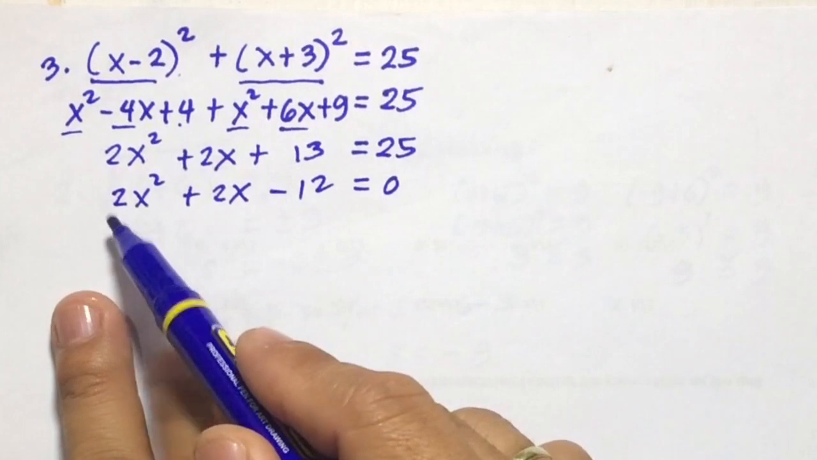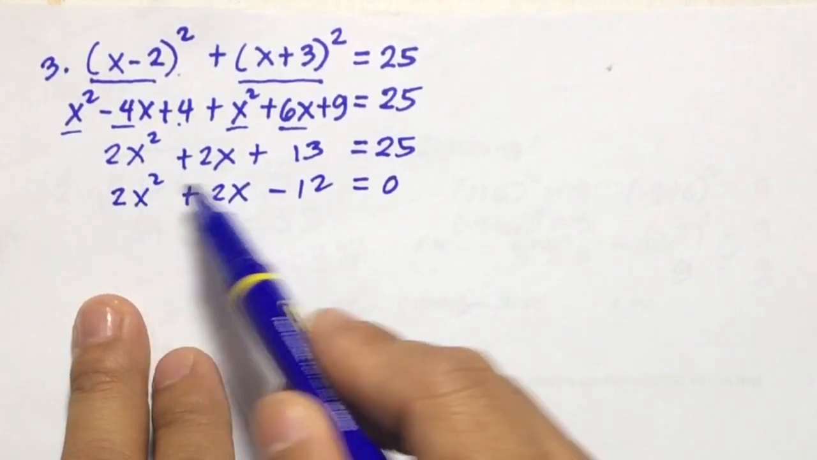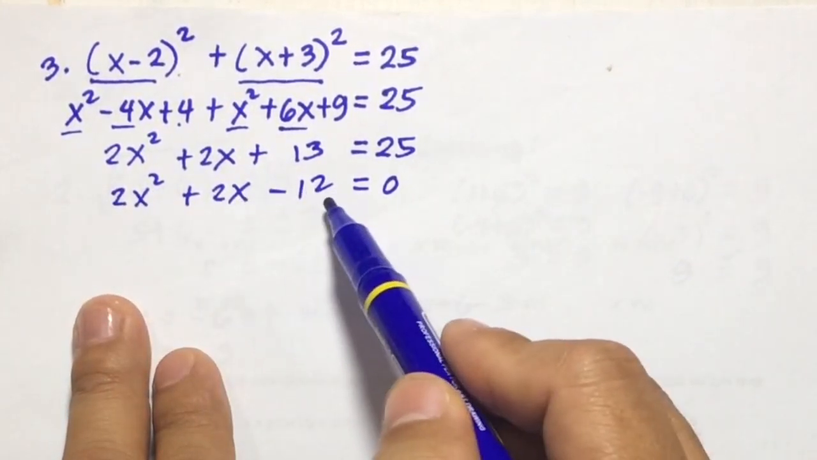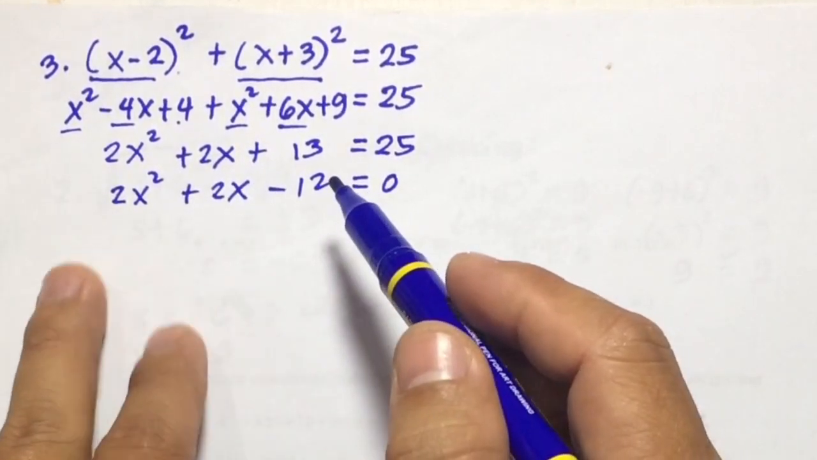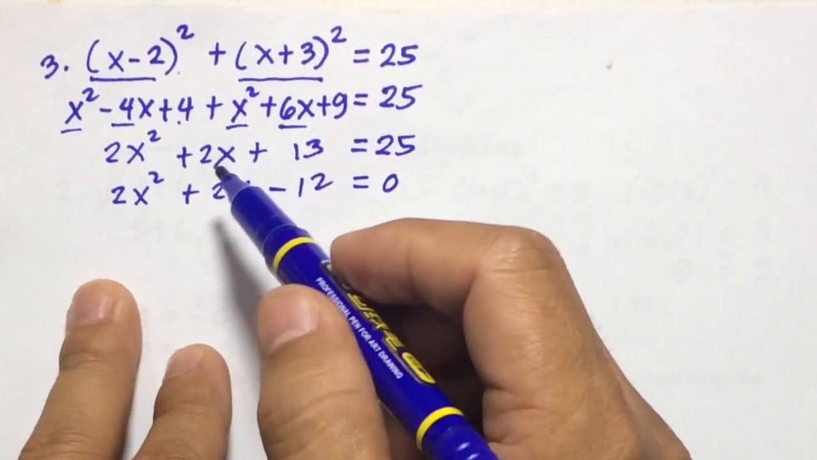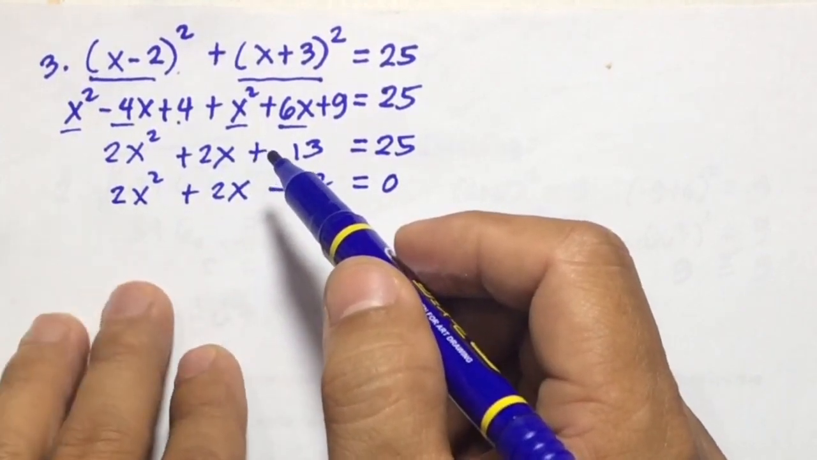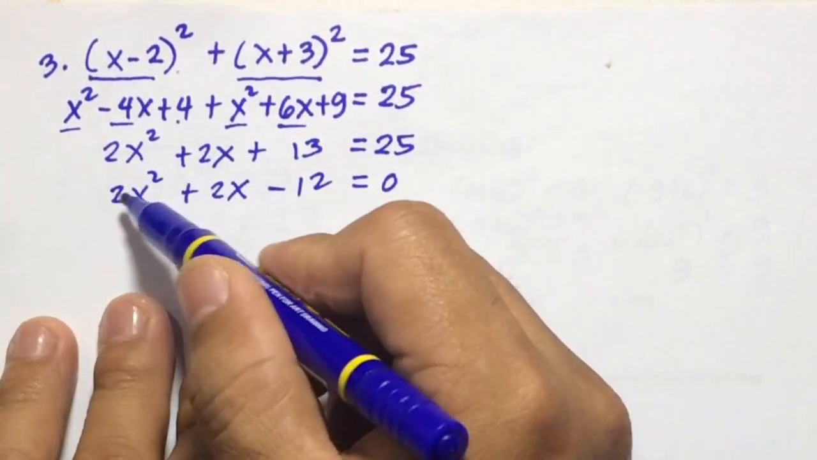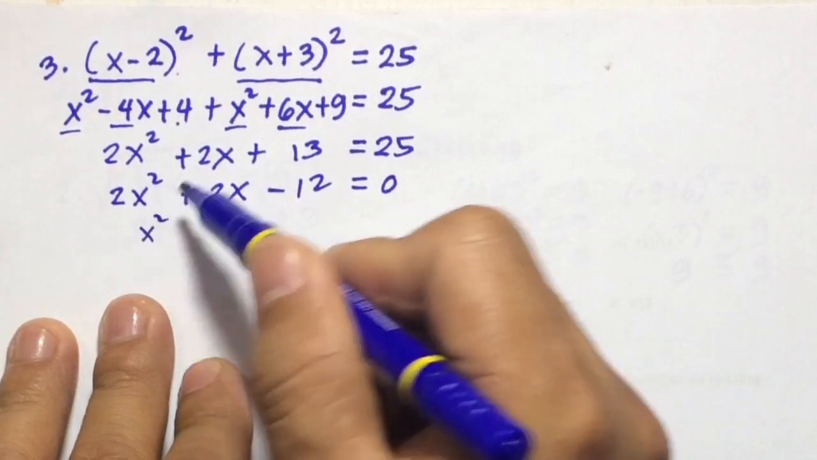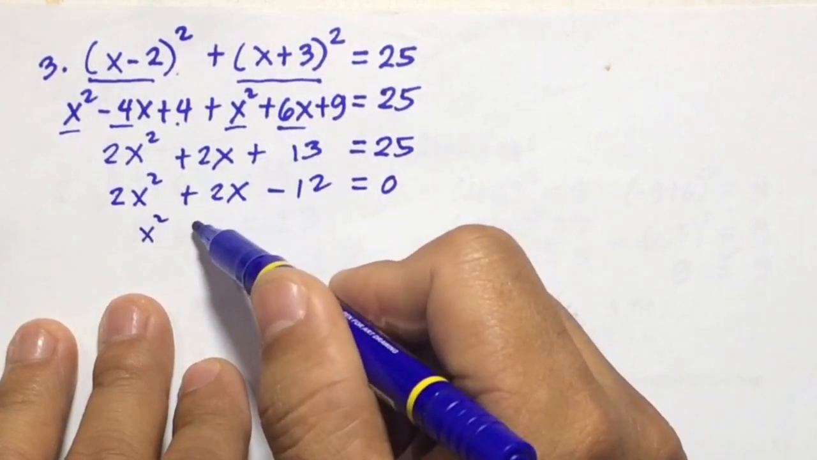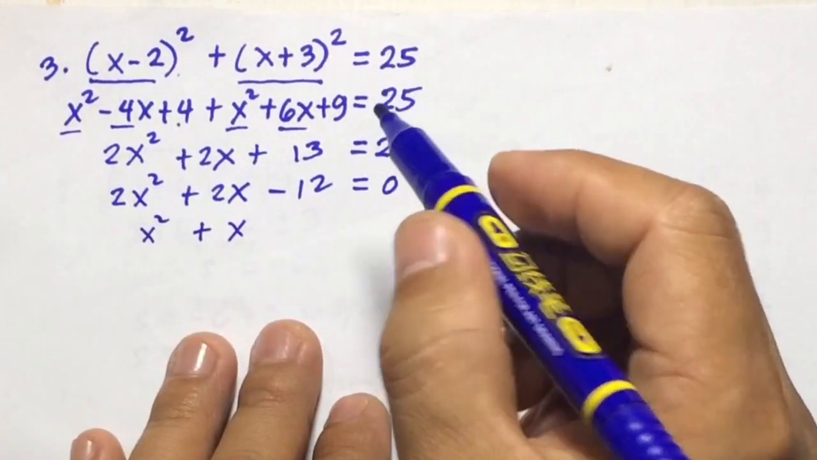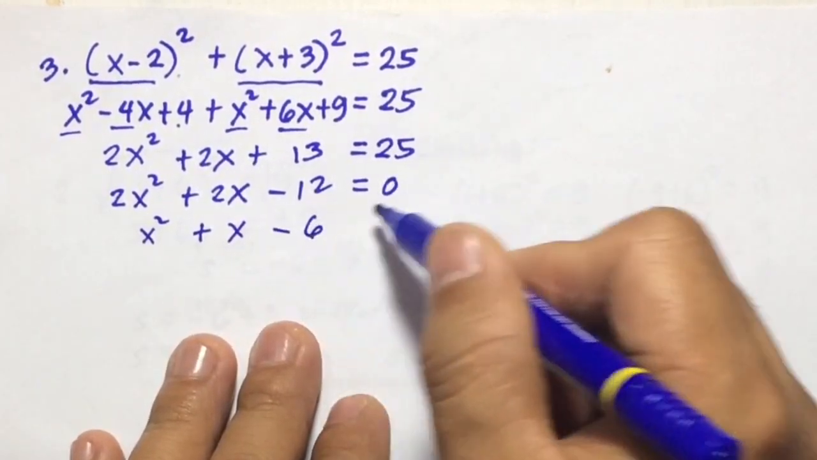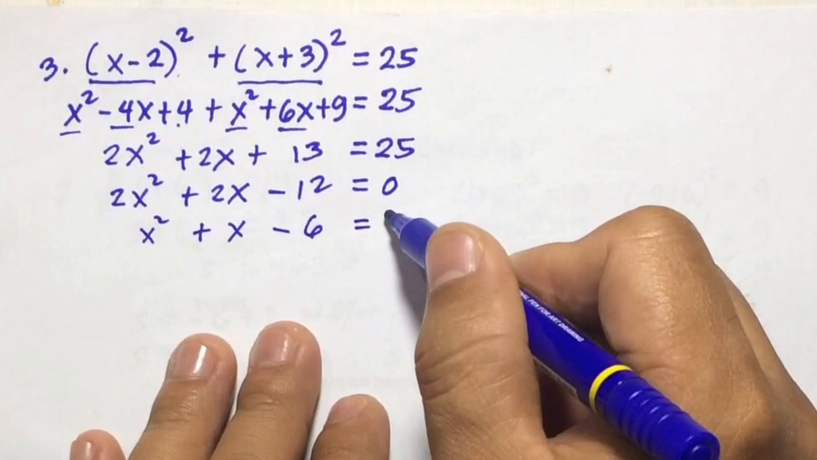Then in here, the numerical coefficients of x squared and x and also the constant, which is negative 12, is divisible by 2. So we can just divide the equation by 2 so that we can simplify the equation. So 2x squared divided by 2 is x squared. Then 2x divided by 2 is x. Then negative 12 divided by 2 is negative 6. Then this will be equal to 0.